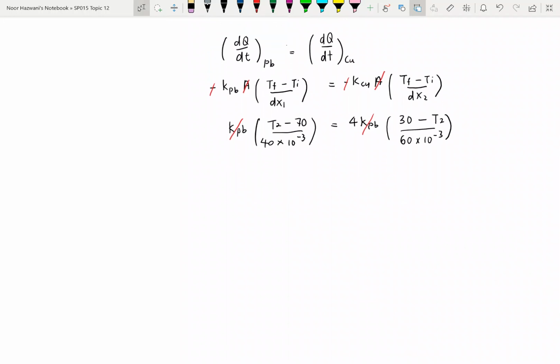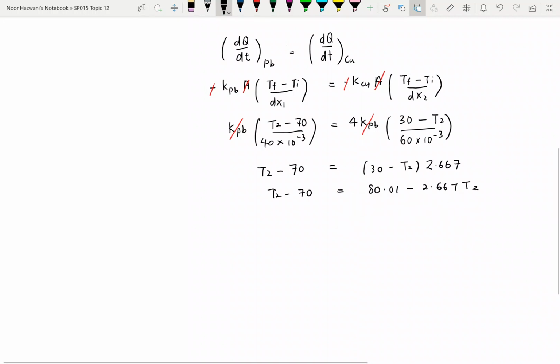Okay, sekarang doing your maths. Okay, kita buat cross multiplication. So, I akan dapat kat sini T2 minus 70 is equals to 30 minus T2. Dan yang ni I bawa pergi sebelah. I darab dengan I times dengan 4 and then bahagi dengan 60 times 10 power of negative 3. So, I dapat 2.667. Okay, so I expand. So, I dapat T2 minus 70 is equals to 80.01 minus 2.667 T2. And then rearrange your equations.